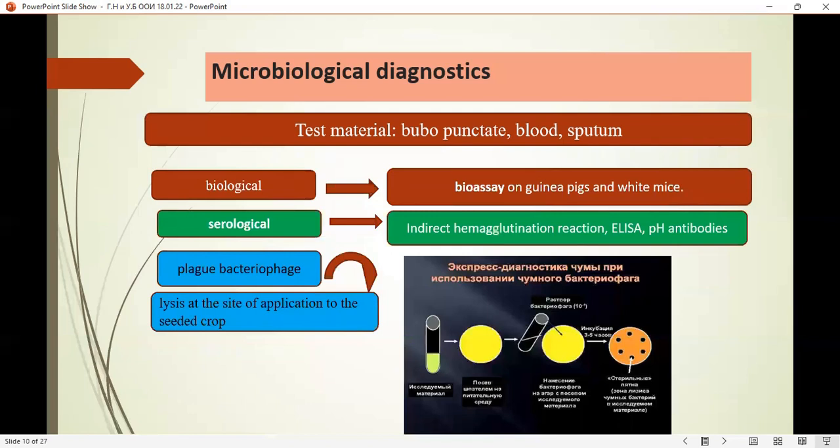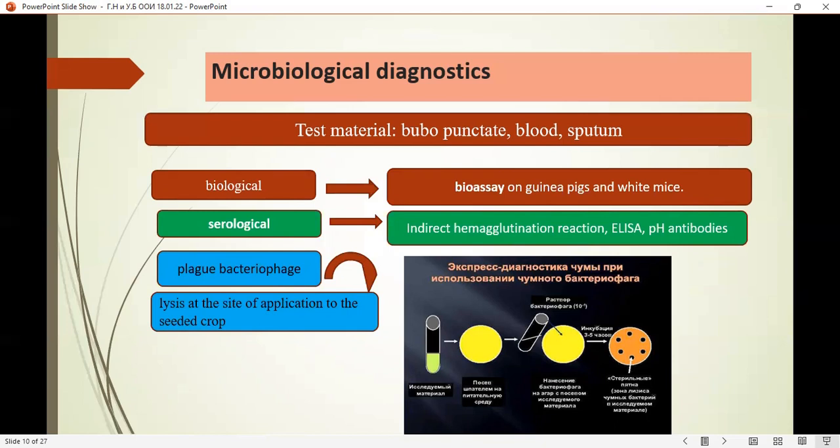An effective way to isolate a pure culture of the plague microbe from a material contaminated with foreign microflora is a bioassay on guinea pigs and white mice. Serological examination is carried out by staging, indirect hemagglutination reaction, and enzyme-linked immunosorbent assay for antibodies. As an allergic diagnostic method, a skin test with pestin is performed. An allergic test is a method of retrospective diagnosis.